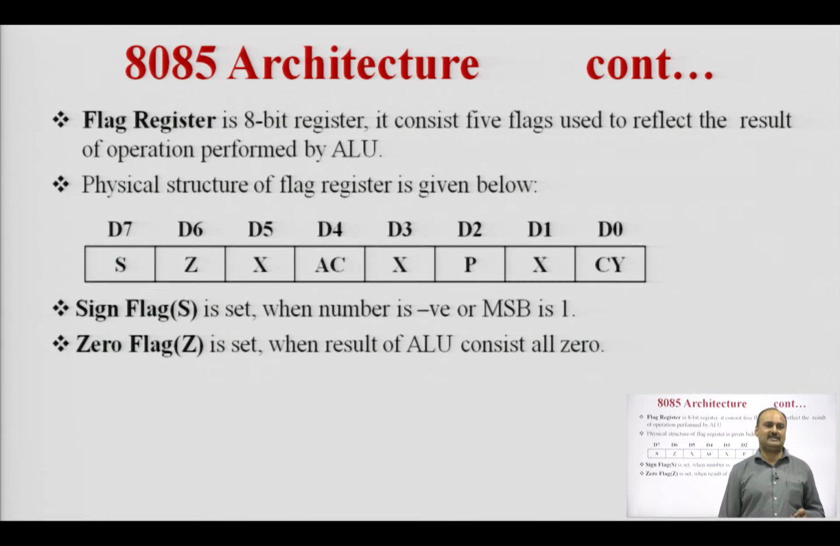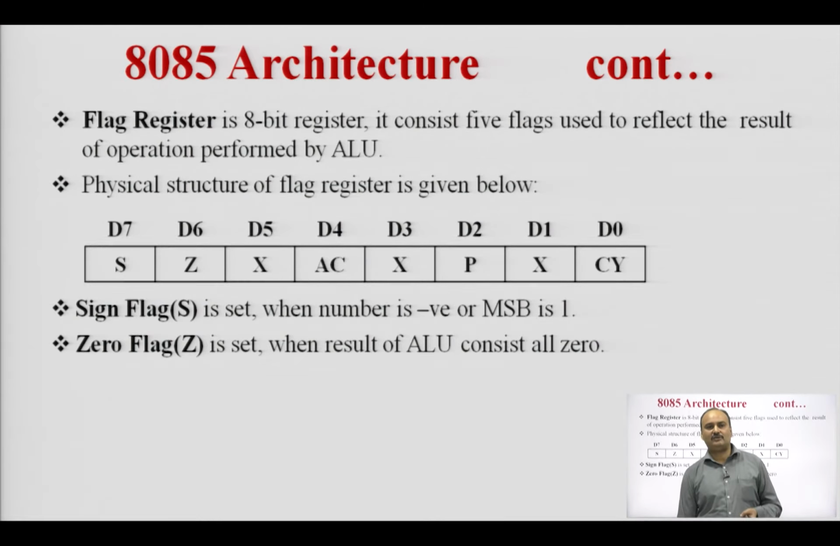This sign flag is set when the number is negative, or the MSB is 1. MSB means the D7 position bit of the number after the execution of the operation performed by the arithmetic and logical unit. If the D7 position bit is 1, it means the number is negative. If the number is negative, the sign flag is set to 1. If the number is positive, the sign flag is reset.